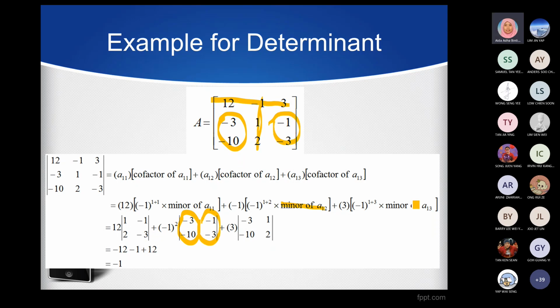Next is the minor A13. Delete row 1, column 3. So you can see this one should be here, and find the determinant.